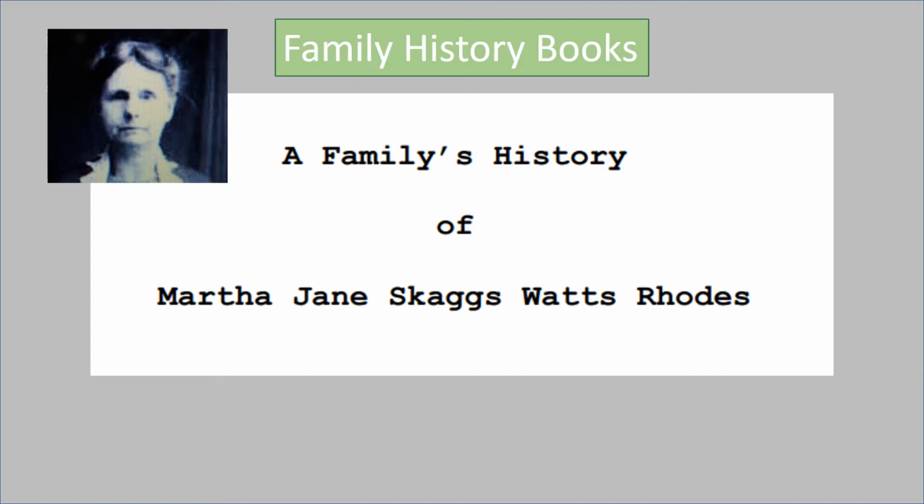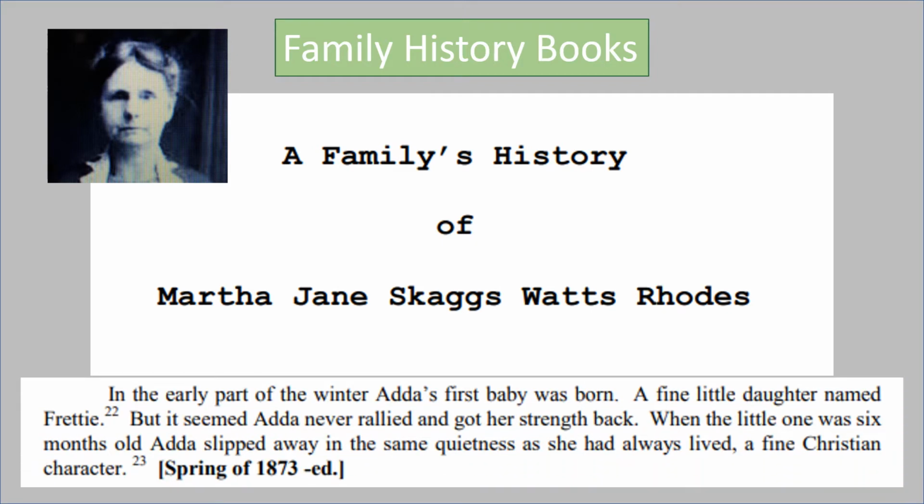Find out if the family has any family history books. My great-great-grandmother wrote a personal history of her life. She tells about a few people who died. This is an entry about one of her sisters who died 6 months after her child was born. It says, "In the early part of the winter, Ada's first baby was born, a fine little daughter named Freddie. But it seemed Ada never rallied and got her strength back. When the little one was 6 months old, Ada slipped away in the same quietness as she had always lived, a fine Christian character."